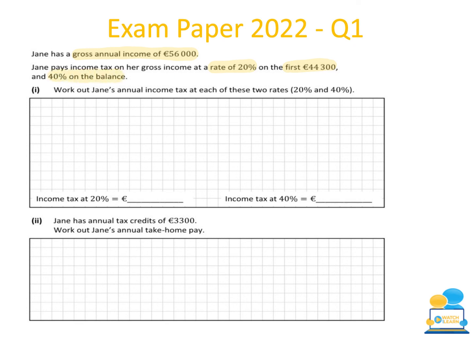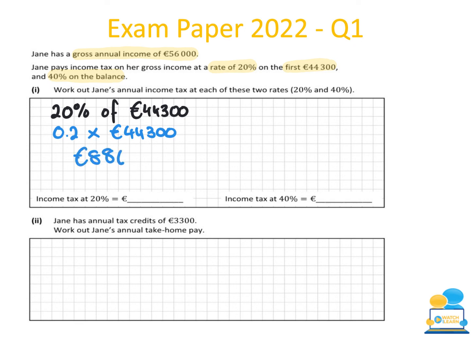rest of it. Okay, so beginning this question, we firstly know that Jane pays 20% of tax on the first 44,300. Okay, so just like we've done previously in the example, we're going to change 20% to a decimal, 0.2, and multiply it by that amount that we want to find the tax of. So 0.2 multiplied by 44,300 gives me a total of 8,860. And that is my first answer to this question. So the amount of tax that she has to pay at the 20% rate is 8,860.